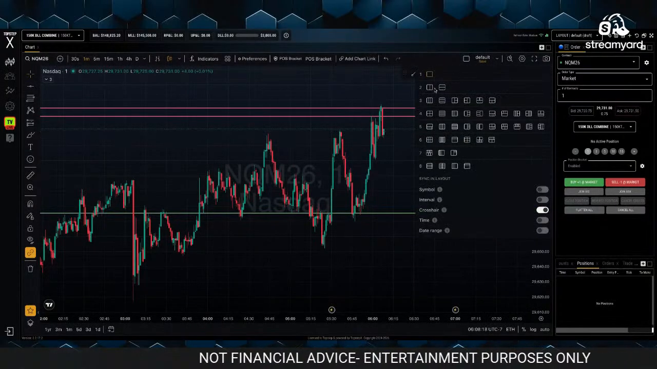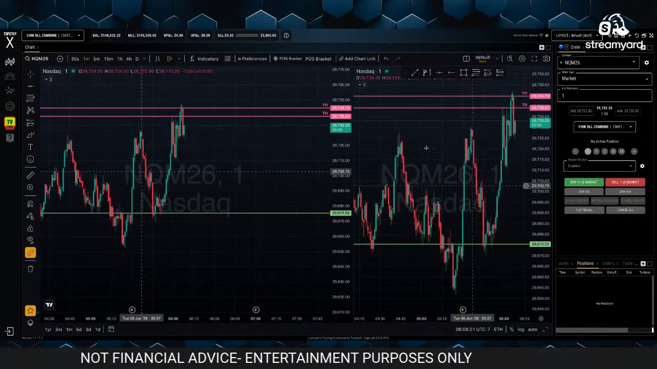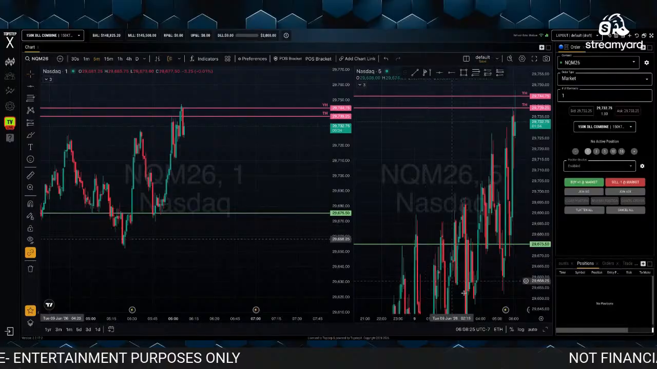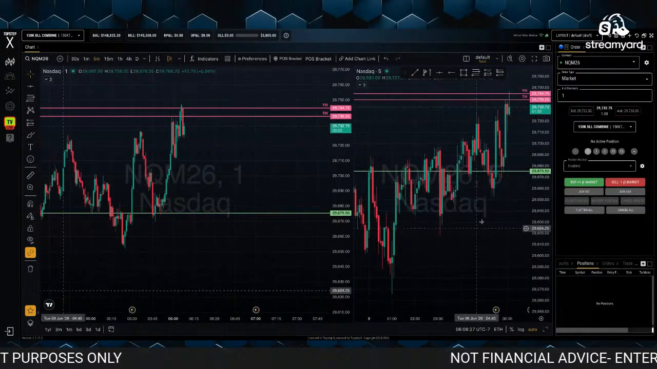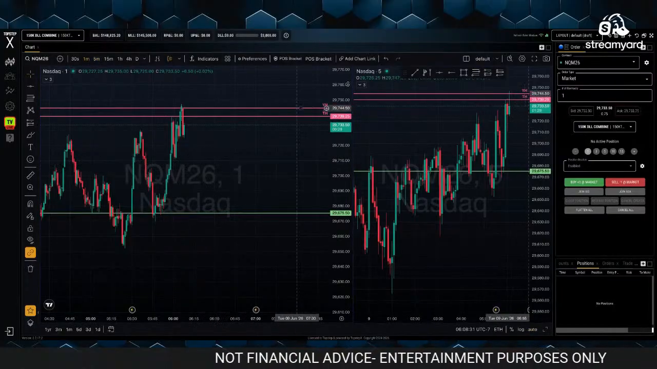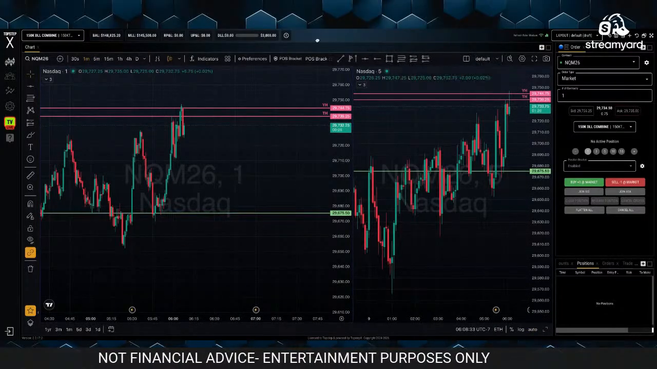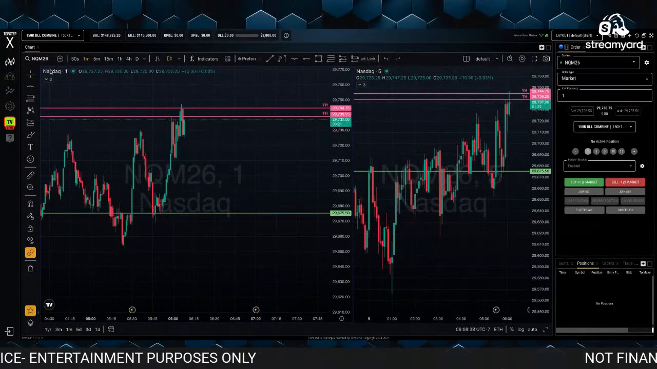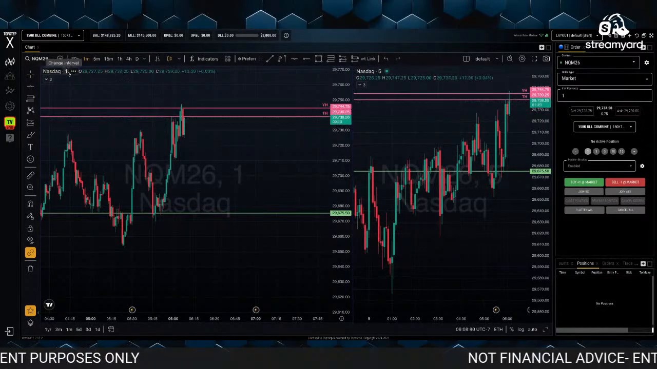I'm gonna set up two screens. This one will be the 5 minute chart here, and then the 1 minute chart here. I can tell that it's the 5 minute because this says NASDAQ 5, and this says NASDAQ 1.